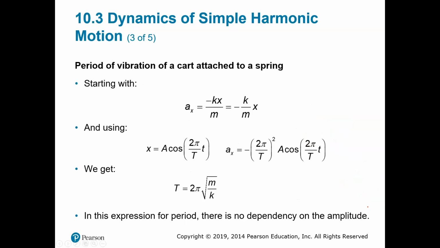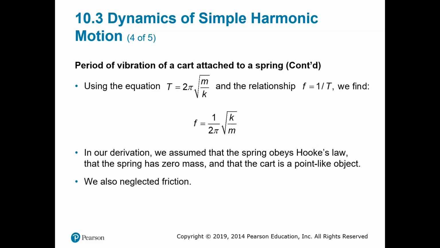So that means that the period of my oscillatory behavior does not depend on how far I pull that out. All it depends on is the mass that's attached to the spring and how stiff the spring is. It does not depend on the amplitude at all. There is zero dependence on the amplitude. So, if I recognize that frequency is 1 over the period, I can connect this to frequency.